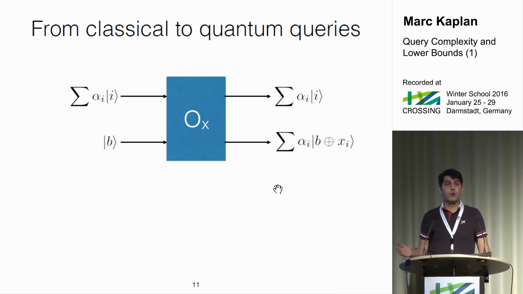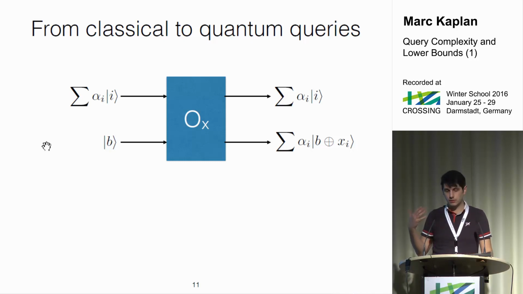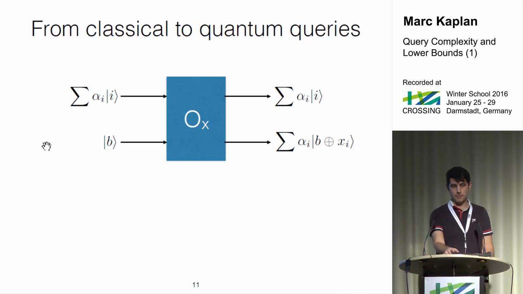And moreover, what you can do is input superpositions. You can also, of course, make a superposition of b, which I haven't represented here. But more importantly, you can query all the bits of x in superposition. It doesn't mean you can learn x with one query, of course, because when you measure, you only learn one bit in the end, but still you have this capability of making queries in superposition. This is the main difference between classical and quantum query complexity.